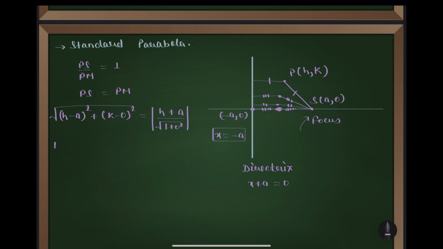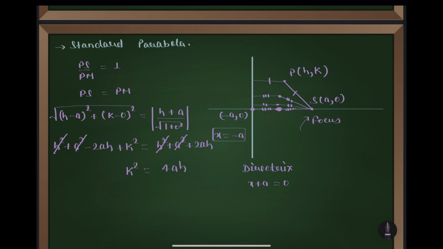Okay, so can I write h square plus a square minus 2ah plus k square, and here also we will get rid of this mod sign, and also we will have h plus a whole square. So a square plus h square plus 2ah, है ना? Now you can play fruit ninja. h square gone, a square gone. So can I write k square is equal to 4ah? Correct?